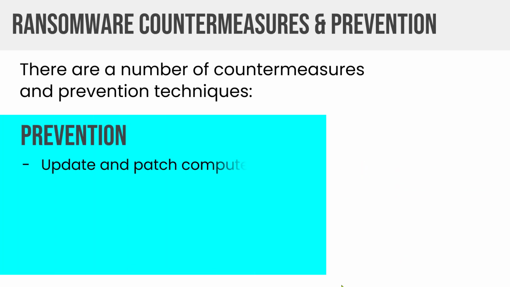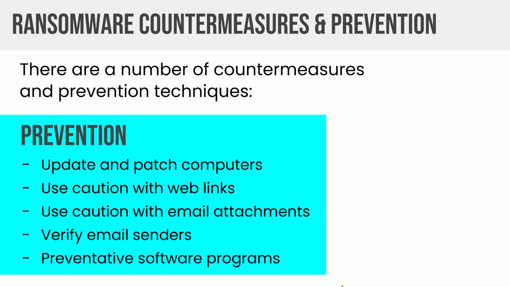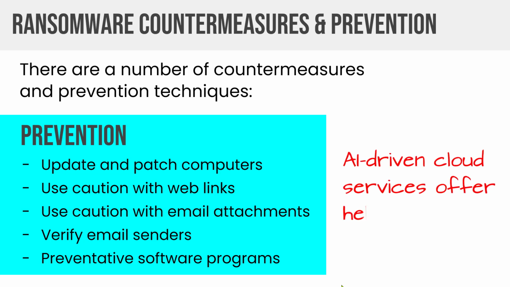Now, prevention. Update and patch computers. Teach your users to proceed cautiously with web links that they are not certain about. Use caution with email attachments coming in. Verify email senders. Use preventative software programs. So all of this is very much preventable using Microsoft 365 security features, which really are AI-driven, machine learning-driven cloud services that are going to offer a lot of help with these.